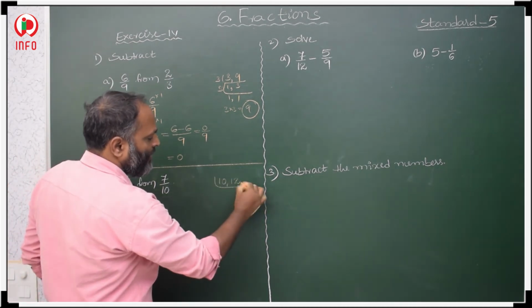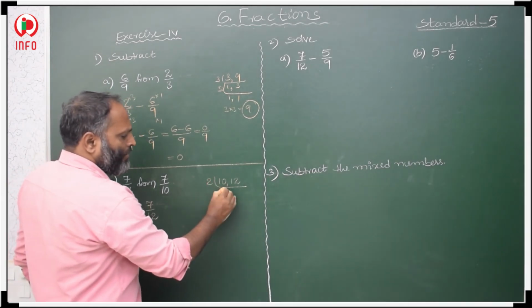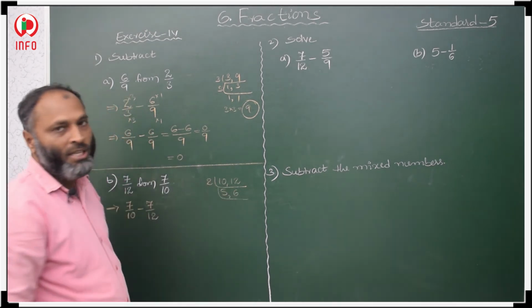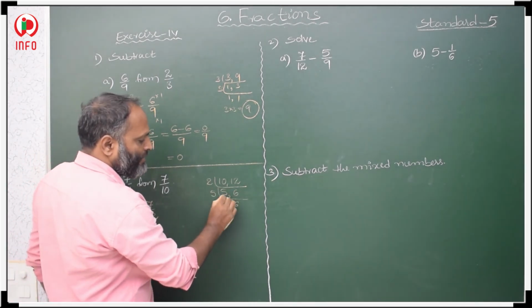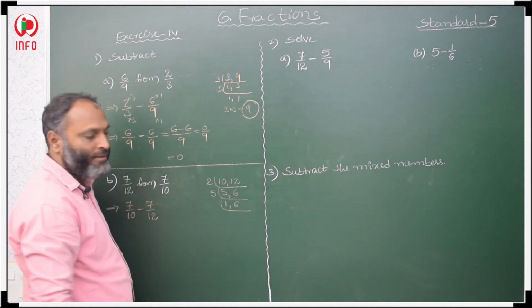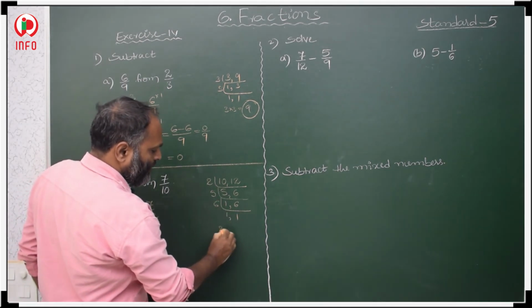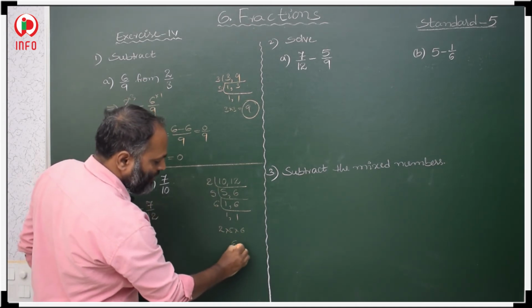These two are even numbers, divisible by 2. 2 5s are 10, 2 6s are 12. These two are consecutive numbers. First we take 5. 5 1s are 5, and 6 is not divisible by 5, so we take it as it is. Then 6. 6 1s are 6. 2 into 5 into 6. 2 5s are 10, 10 6s are 60.